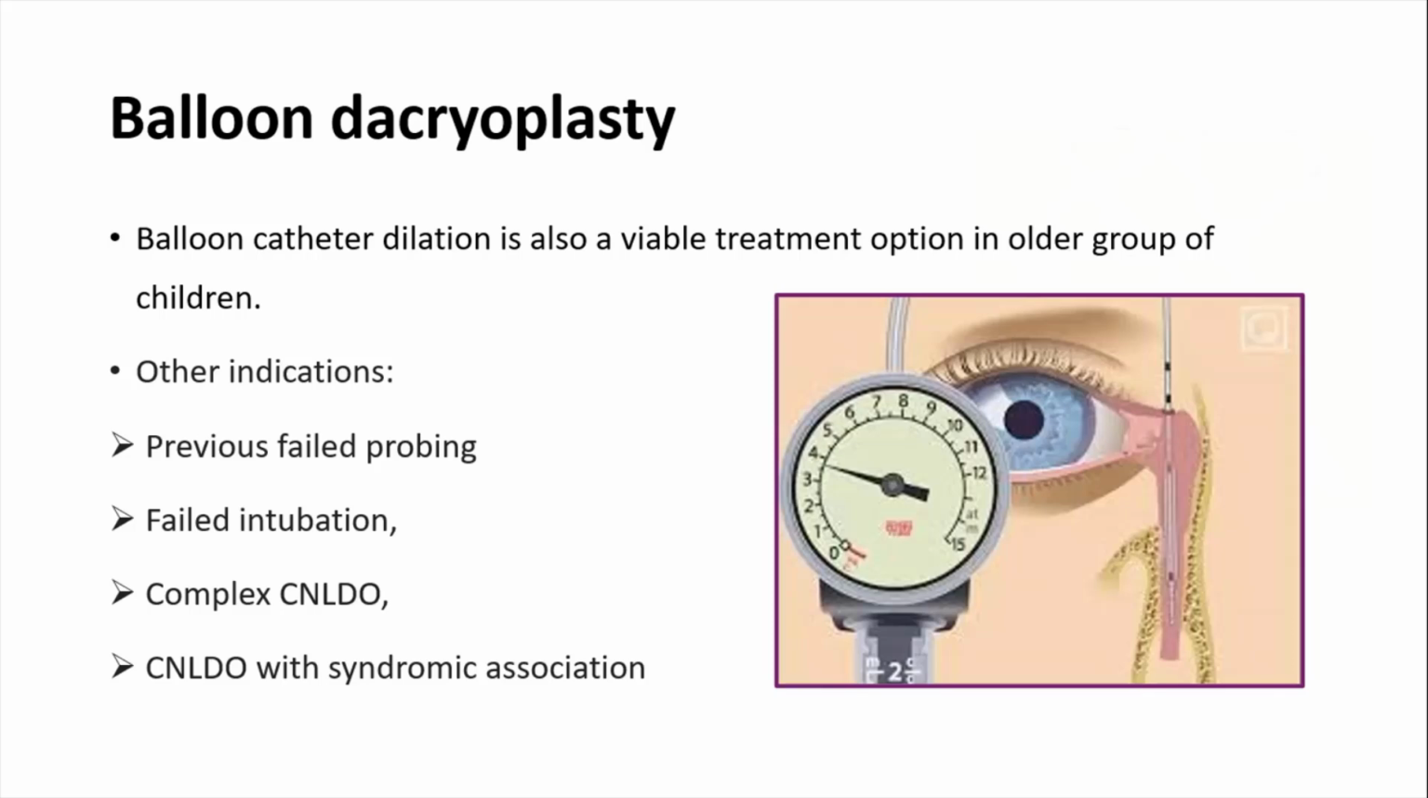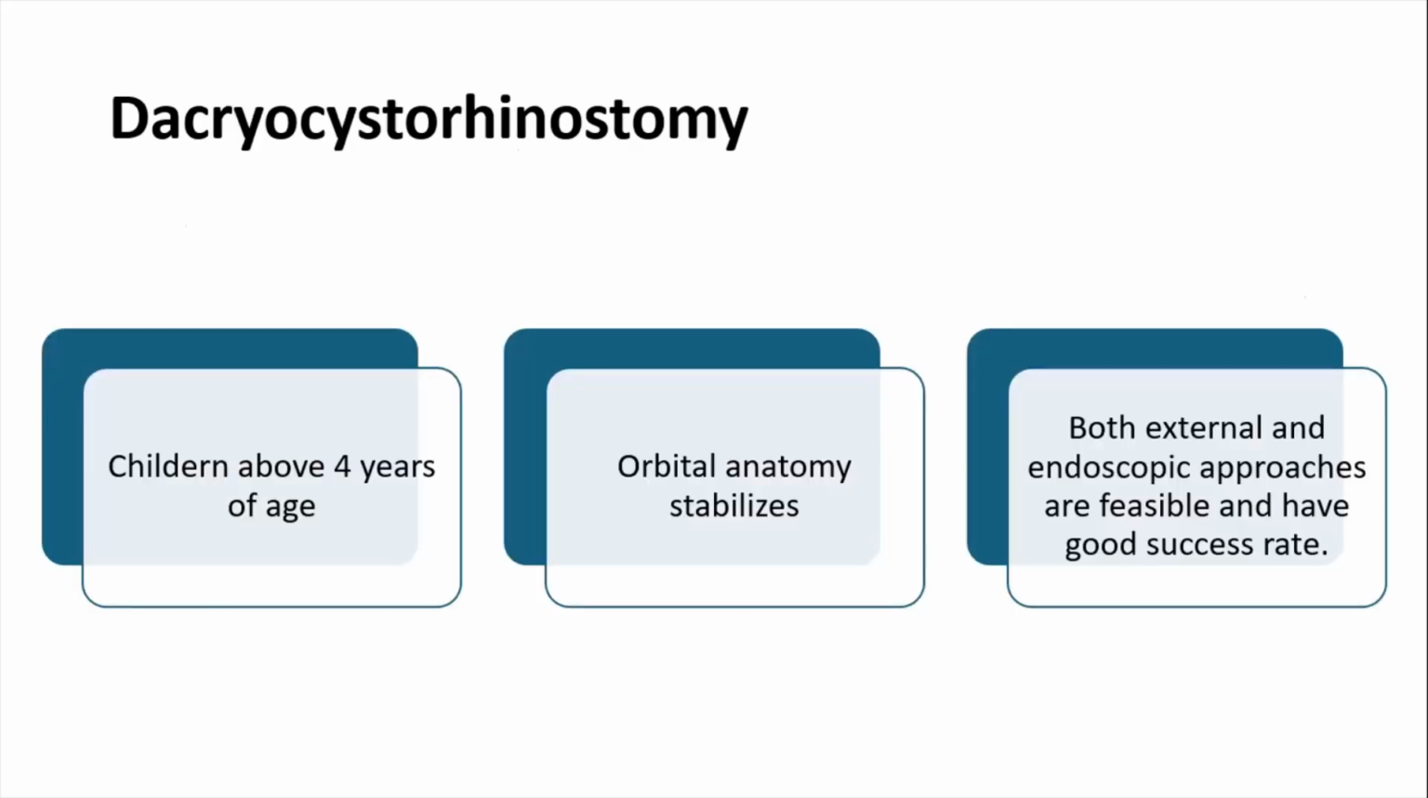It's not available in many centers. It is more expensive also, but it can be used for these complex conditions where the nasolacrimal duct is dilated using a balloon catheter. Just like how we do a cardiac angioplasty, we have a balloon catheter dilation of the nasolacrimal duct. So for children more than 4 years of age, if the probing also fails, we can go for the procedure which is done similarly in adults, which is the dacryocystorhinostomy. So we wait for at least 4 years of age so that the orbital anatomy stabilizes and the bones also complete development. And both endoscopic and external approaches have shown good success rate.